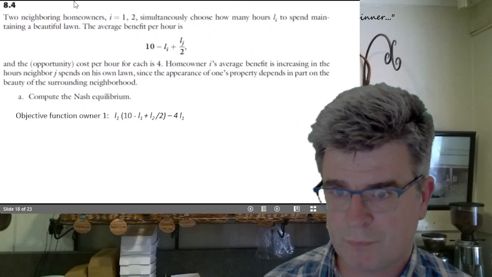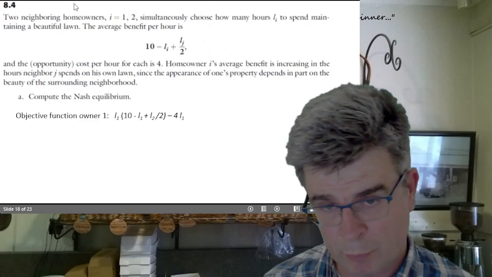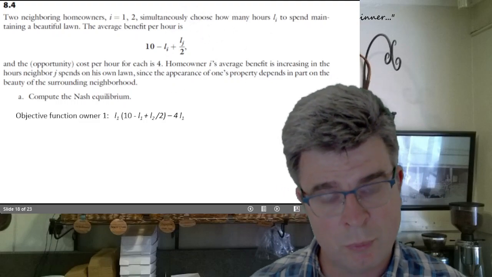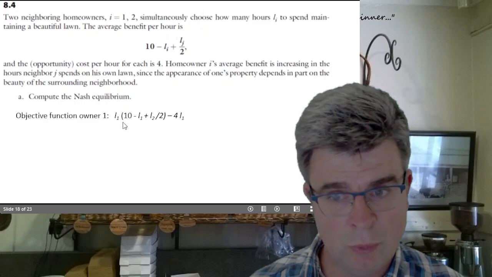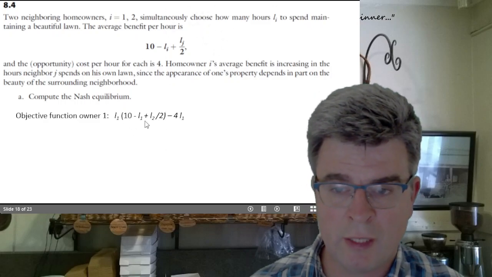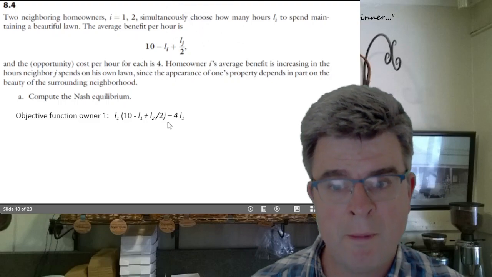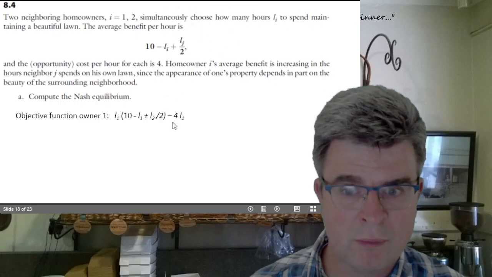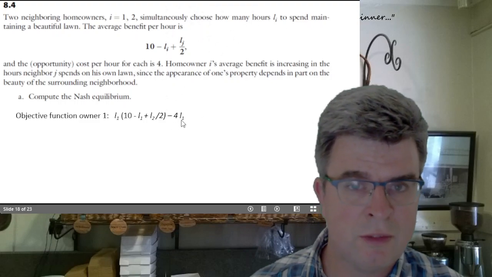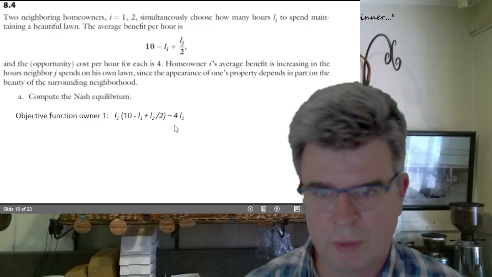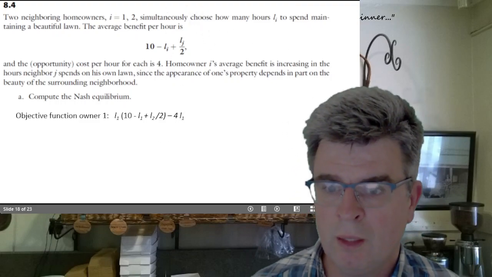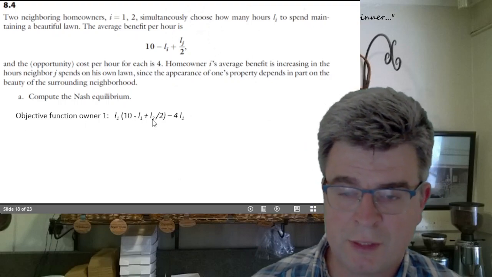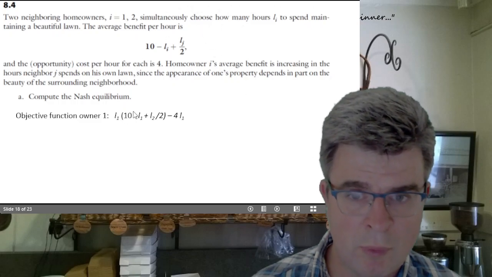A number of steps here. First, we need to know what we want to maximize. If we have neighbor 1, what this neighbor wants to optimize is the total benefits, which are the average benefits times the number of hours spent, minus the total cost. The total cost is, each hour spent comes at a cost of 4, and the total hours spent is equal to L1, so the total cost is 4 times L1. And the neighbor takes the effort by the other neighbor as given in choosing his own optimal effort level.